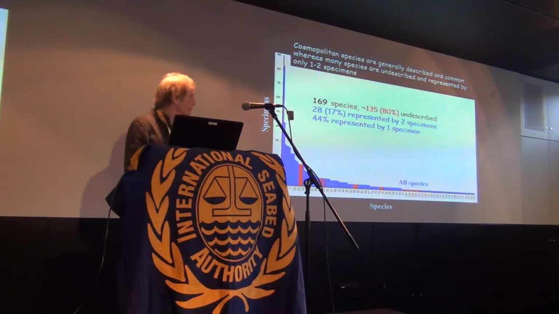So, the thing is that cosmopolitan species are usually described, and they're usually common, whereas many of the species which are undescribed are represented by only one or two specimens. So again, I've used this graph here. So 169 species, 80% are undescribed, and more than 60% are represented by one or two specimens. So more than 60% are rare. So this is a problem.